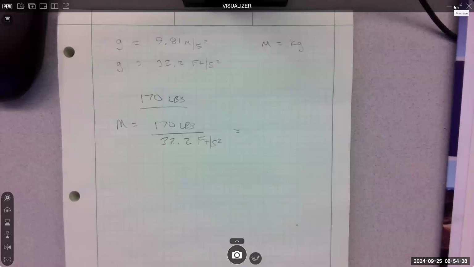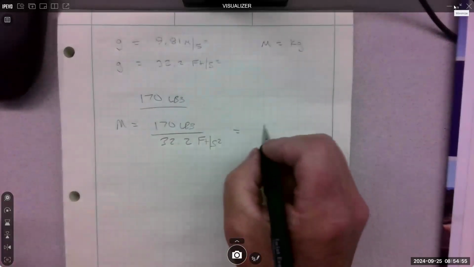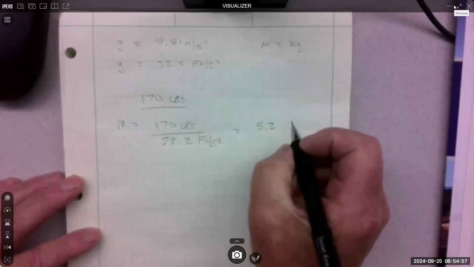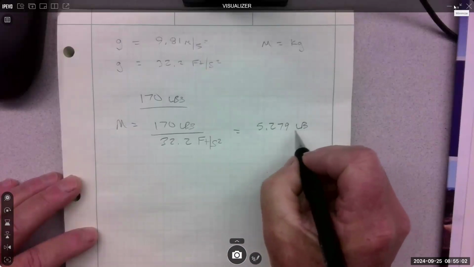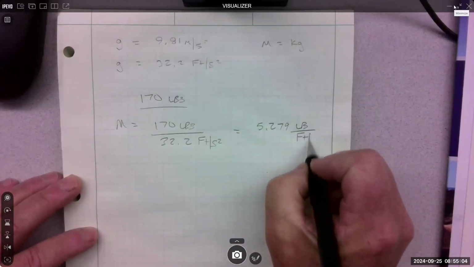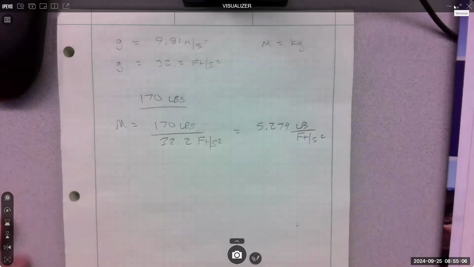Anybody have a number for me? 5.28. 5.27928, yeah, right? I'm going to write 79 pounds per foot square. Weird unit, right? Anybody know what that unit is?